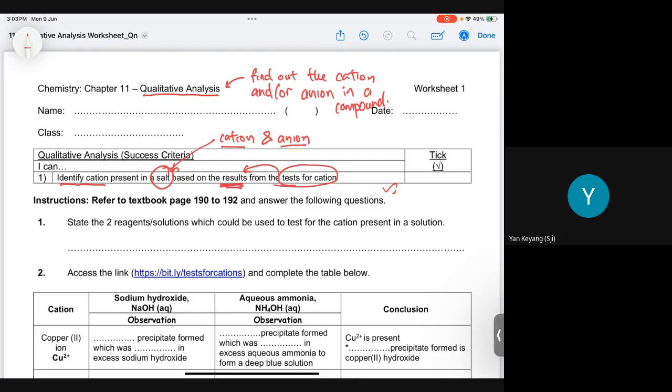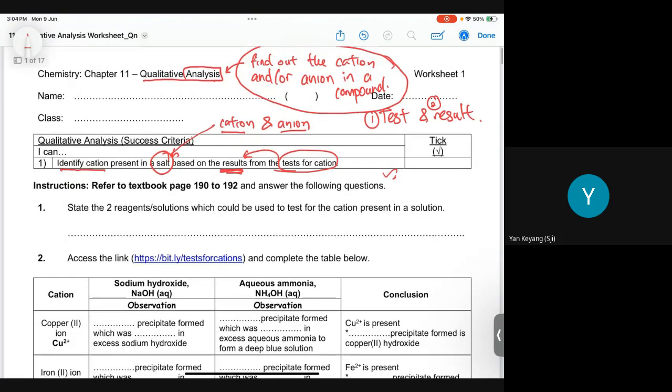Now in this particular chapter, qualitative analysis, because you can see the word analysis here, what we're trying to do is really to find out what the cation and anion in a compound are, based on the test that you're doing and the results that you're getting. So it's important to always think of what test you're doing and analyze based on the results that you're getting. These are the two main portions we're going to focus on: what the test is and what the results are. I've done this in the practical, so now it's really about applying it to your theory.